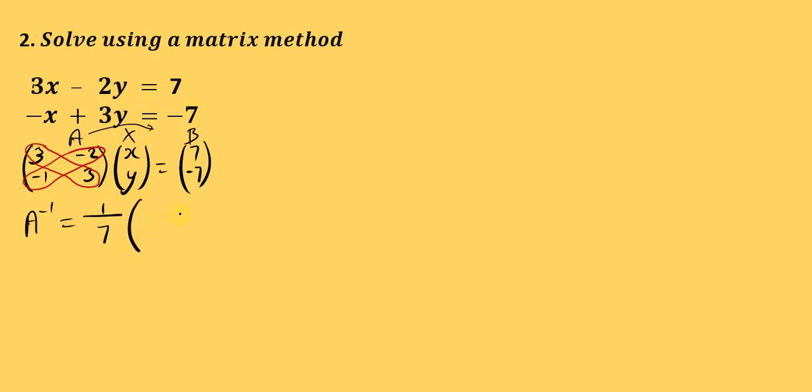Alright, and then we're going to multiply that by the adjoint. So 1 over 7, or 1 over the determinant of A, times the adjoint of A. Now to get the adjoint of A, what do we do? We switch these two numbers. Because they're the same, switching them, we'll still end up with the same numbers. And for these two elements, we're going to multiply each of them by -1. -1 times -2 gives us +2, and -1 times -1 gives us +1.